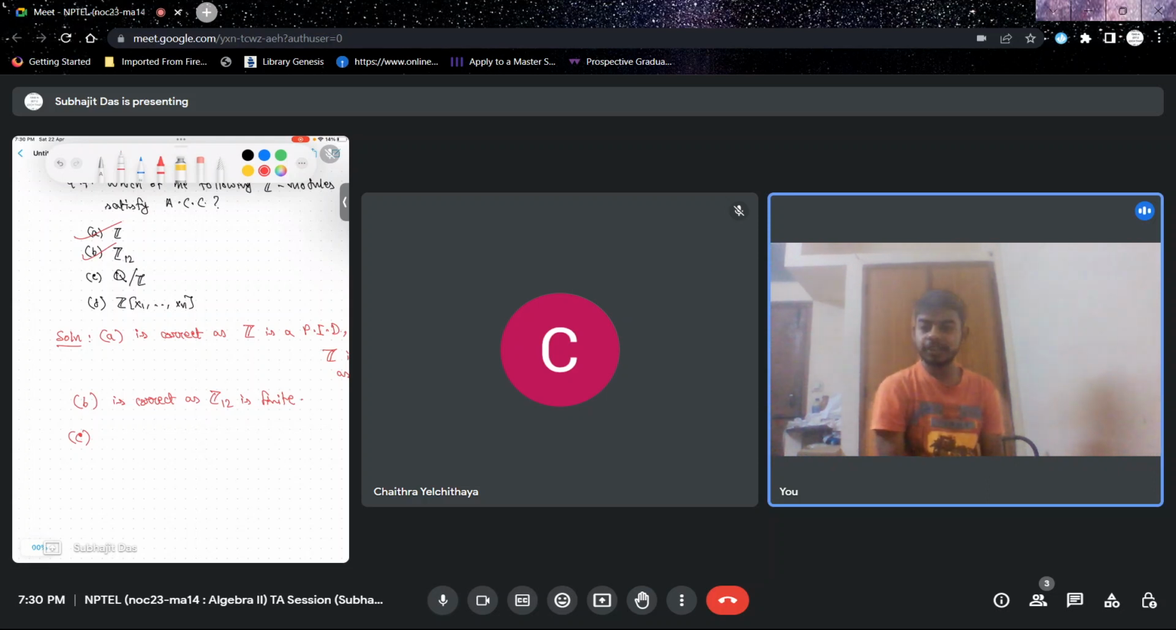Okay, tell me, Q mod Z is a Noetherian Z module. Does it imply in particular that Q mod Z is finitely generated as a Z module? Because one of the equivalent conditions was that a module is Noetherian if and only if every submodule is finitely generated, right?